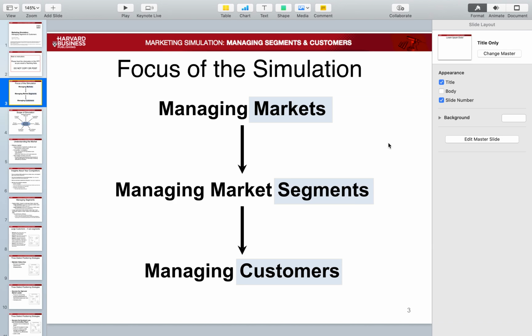So with this simulation, as you'll learn, you are going to be the newly appointed CEO of Minnesota Micro. I'll get a little bit more into that, but I just want you to understand the focus of the simulation. It's very targeted towards marketing decisions, so you don't have to worry so much about other things. Of course, your marketing decisions will impact your finances, which will then impact your budgets. So in this case, three main areas of focus: you're managing markets, segments, and customers.